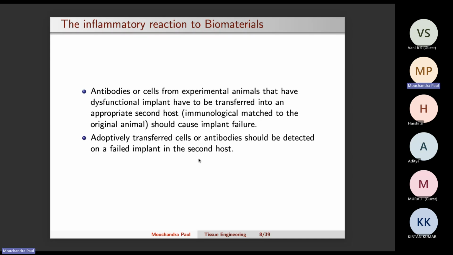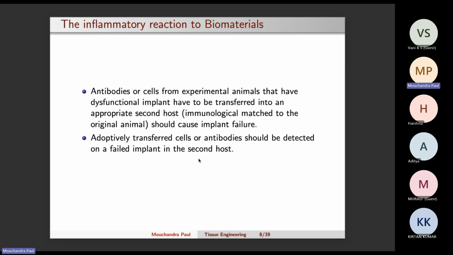Then you have to take another animal and then implant your device. Okay, and you inoculate the antibodies which you have recovered from the first host. You inoculate those antibodies or cells into your second host. Okay, and then you will see in the second host whether at the site of implant the same antibodies or the cells can be recovered or not.